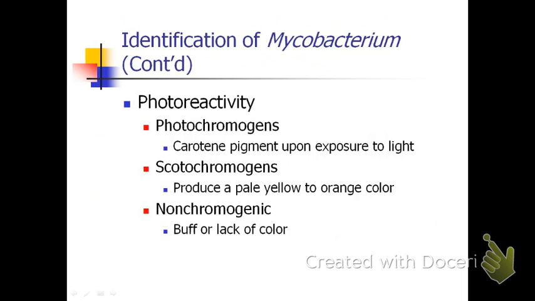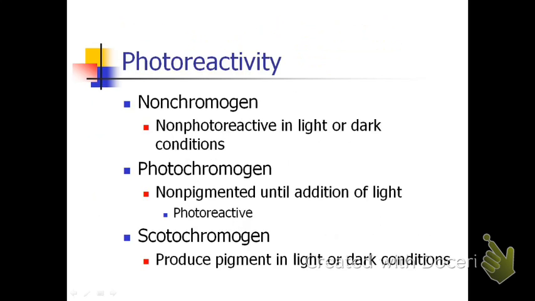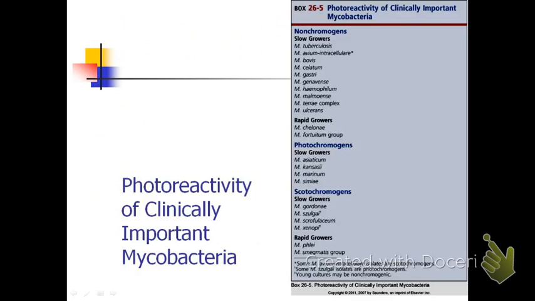So these are the summary of the different classification of mycobacterium according to photoreactivity. And this would be the different classifications. So take note, slow growers are usually pathogenic. And number one in our list for the slow growers would be Mycobacterium tuberculosis. This also includes another pathogenic species, the bovis, okay, the ulcerans. So all of these are mostly pathogenic. Then we have the photochromogens, then the scotochromogens, and then the rapid growers.